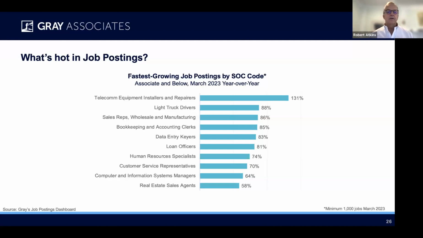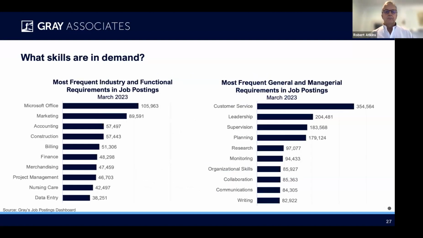Light truck drivers, I think all of us have read about the shortage of drivers. That appears to continue, and very robust growth there in terms of job postings. Sales reps, wholesale and manufacturing, bookkeeping, just a whole range of things, loan officers, real estate agents, human resources specialists. I look at these growth rates and this feels like a very healthy economy to me. Again, we've got some risks coming, but right now we're in very good shape across a number of fronts.